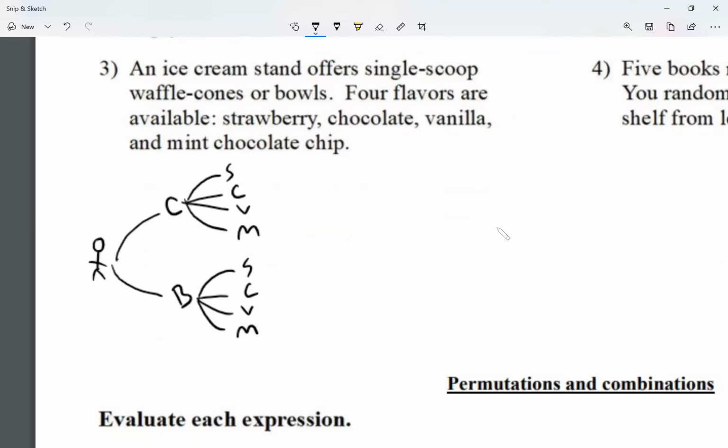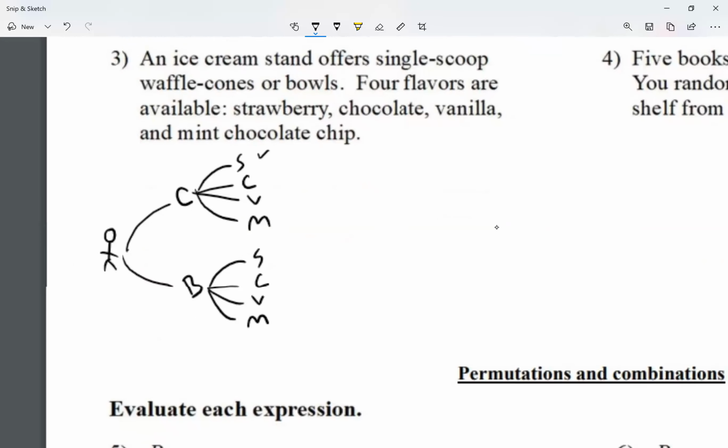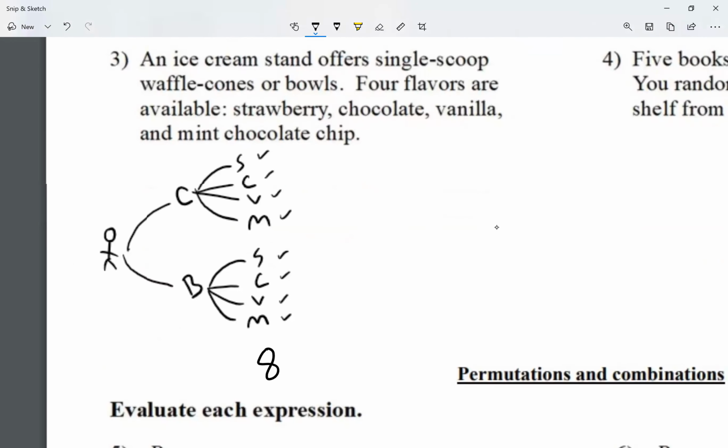So if I count them, I go 1, 2, 3, 4, 5, 6, 7, 8. So I'm gonna have 8 possible choices. That's my answer. But I'm like, wait a minute. On the instruction, it says something about multiplying.